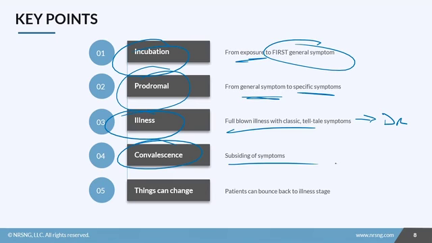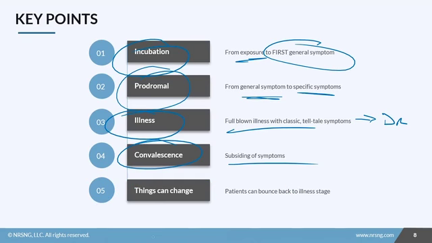Convalescence is when your symptoms are starting to get better. Remember, things can change. You can have patients that bounce back and forth between the illness stage and the convalescent stage. So make sure that your patients are finishing their antibiotics or medication, and staying compliant with it. Don't save them for later, because that can prolong the illness, and then you're wasting the money.